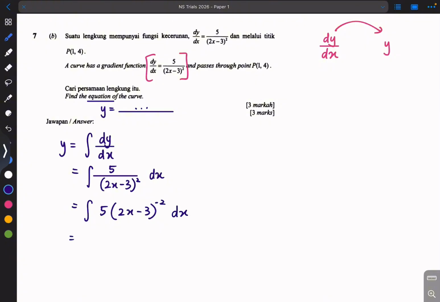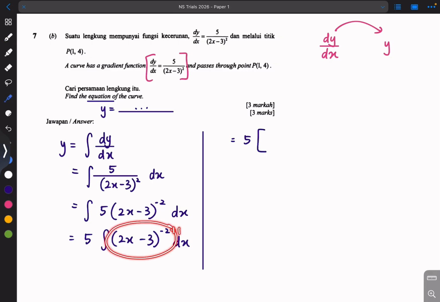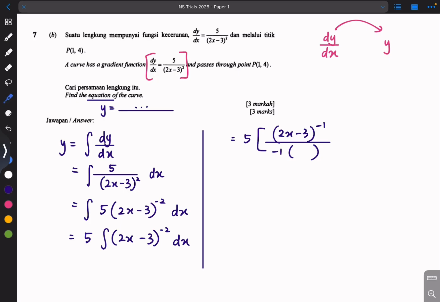Then we can optimize some more. Whenever you integrate and you have a constant, you can bring the constant out, because nothing happens to the constant when you integrate. Now we can start integrating. The constant remains there. When you integrate this, the power must plus 1, so negative 2 plus 1 is negative 1. Then you divide by the new power, and multiply with the first derivative of the inside. You differentiate this one, we get 2, and we put it here.